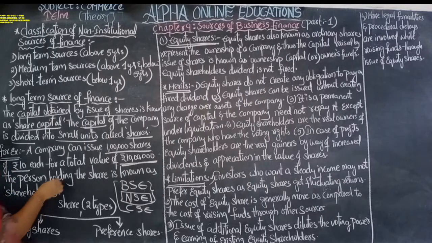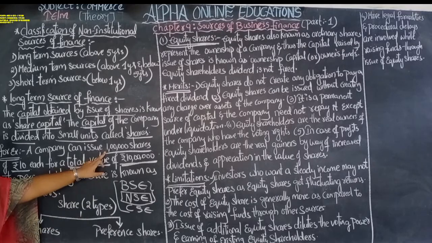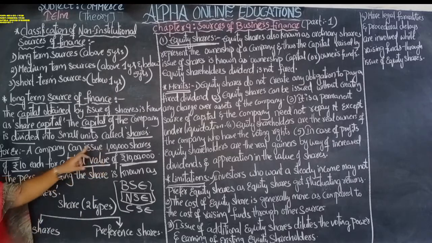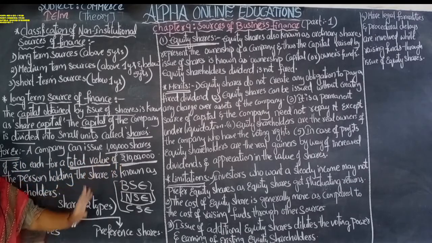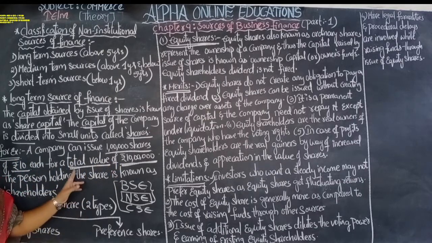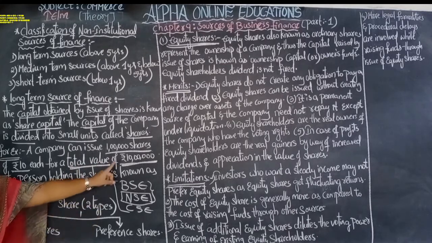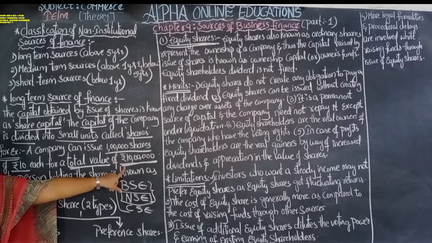If you want to know the total value of the capital, then you have to multiply the number of shares by the price per share. Then you will get the total value of the capital, that is 10 lakh rupees.